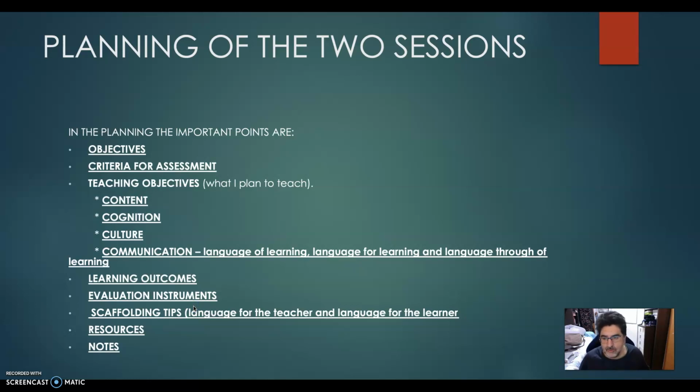Planning of the two sessions. In the planning, the important points are objectives, criteria for assessment, teaching objectives (what I plan to teach), content, cognition, culture, communication, language of learning, language for learning, and language through learning, learning outcomes, evaluation instruments, scaffolding tips, language for the teacher, and language for the learner. Resources and notes.